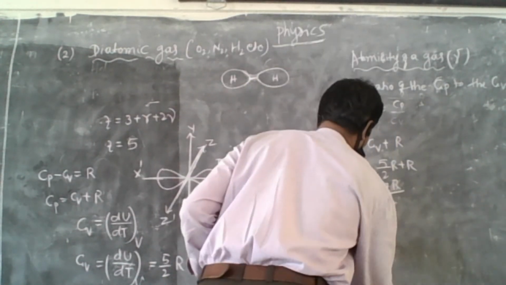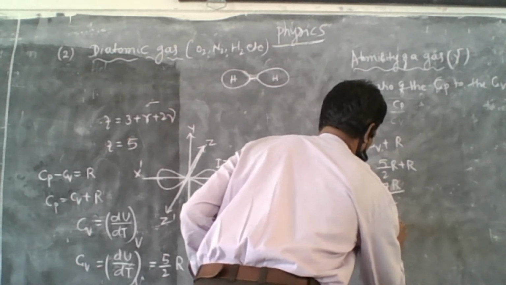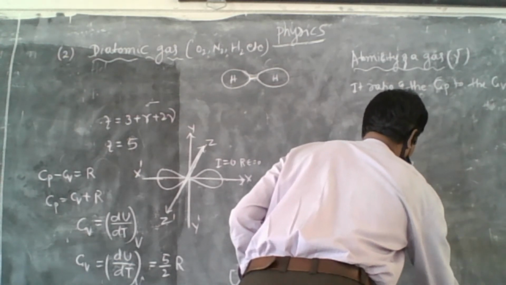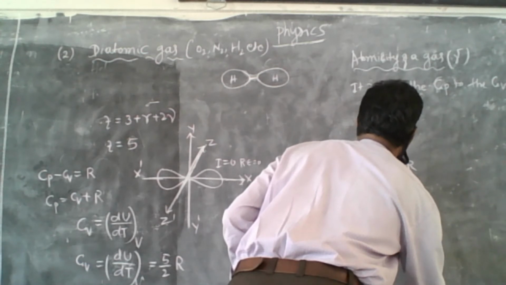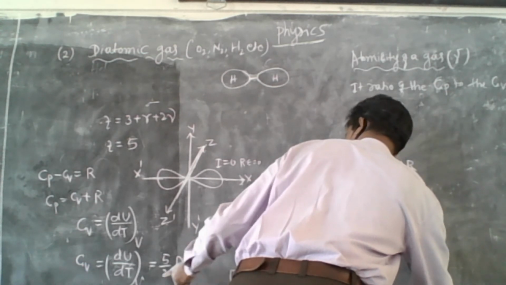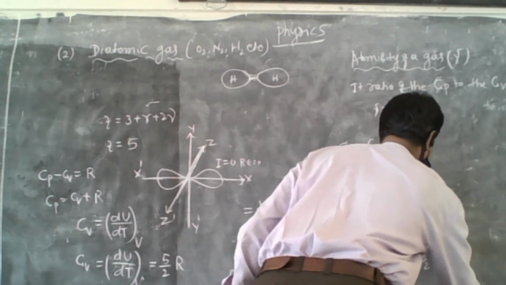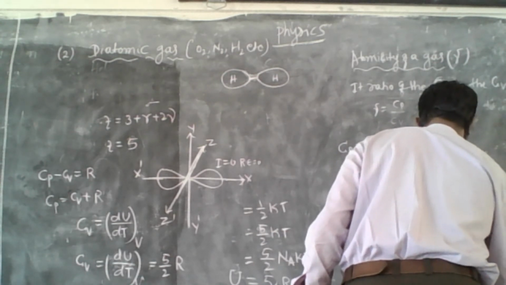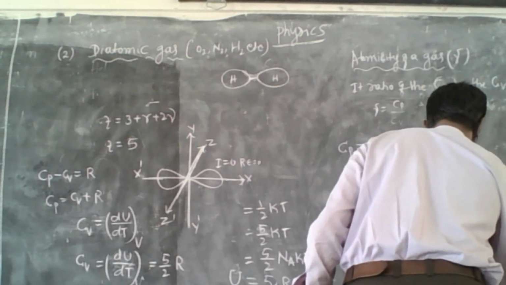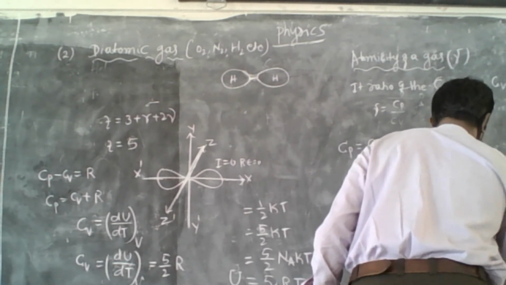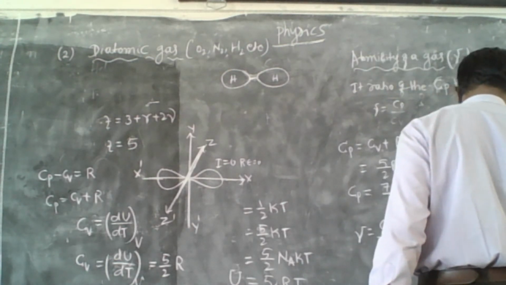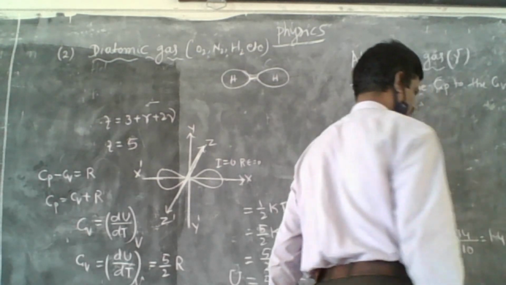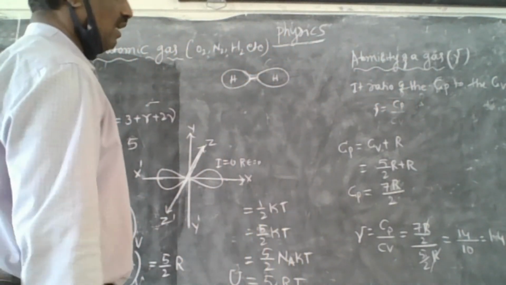But gamma equals atomicity of gases, Cp by Cv. Cp is equal to 7R by 2 divided by Cv, which is 5 by 2 R. R gets cancelled. 7 into 2 equals 14, divided by 5 into 2 equals 10. 10 ones are 10. Here is the point. 10 fours are 40 and 10 ones are 10.